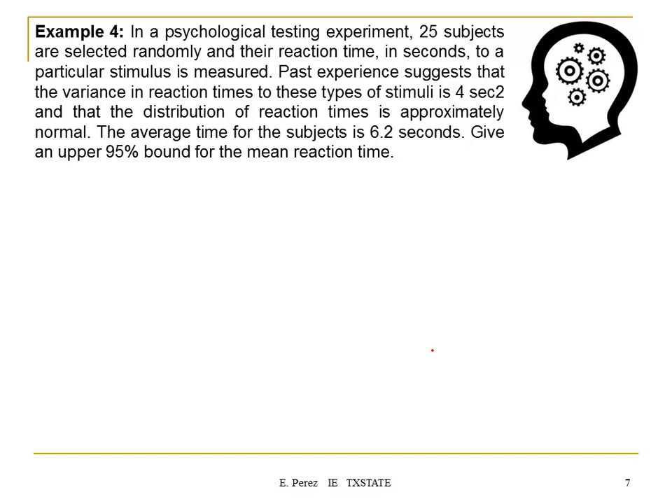So, as an example, let's look at this problem. In a psychological testing experiment, 25 subjects are selected randomly, and the reaction time in seconds to a particular stimulus is measured. Past experience suggests that the variance in reaction times to this type of stimulus is 4 seconds squared. So this should be seconds squared.